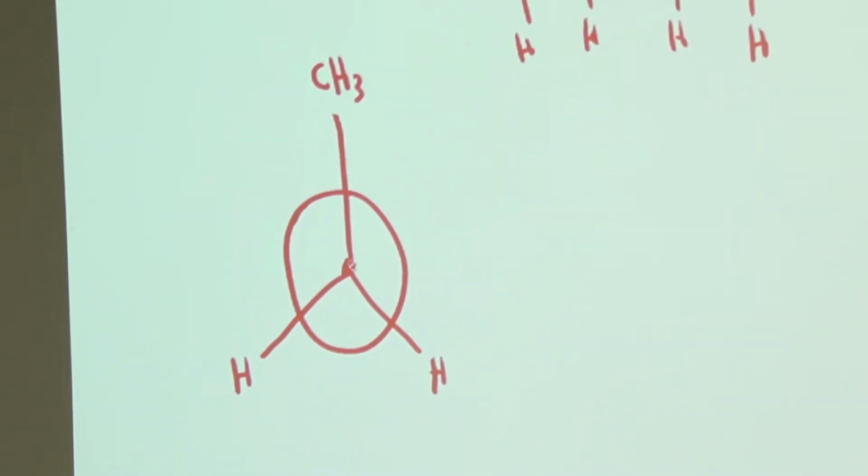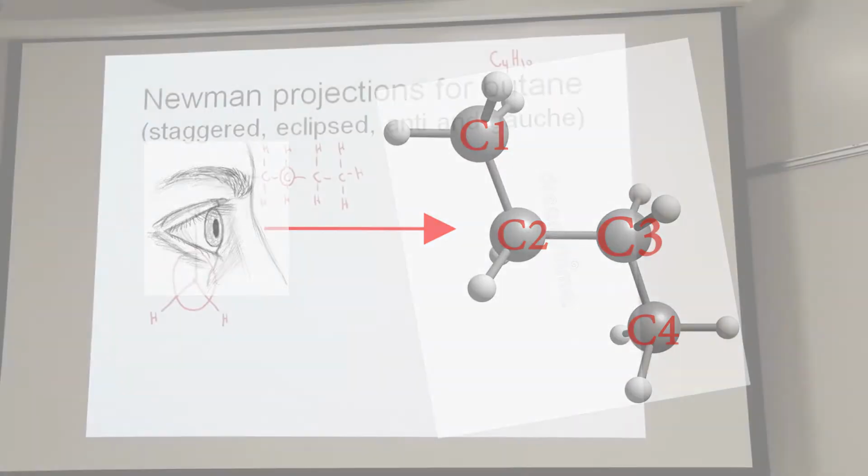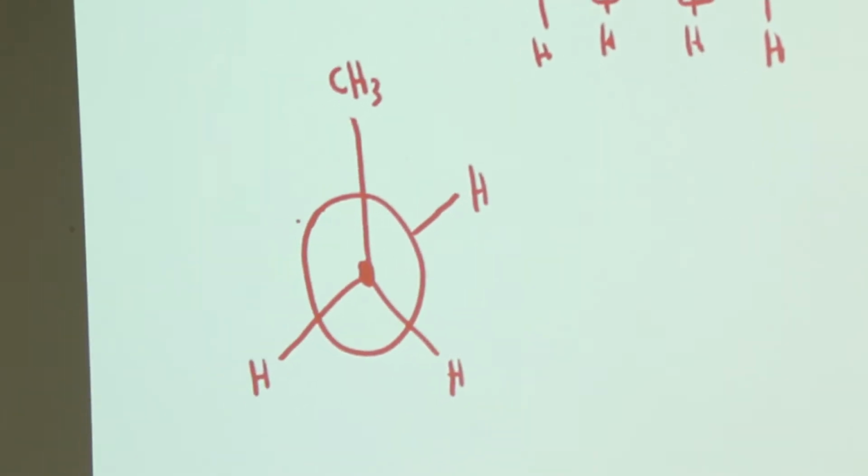Now, directly behind there, I'm imagining C3. But we're not going to draw it because it's hidden by C2, right? So C3 is back there, and what's attached to C3? Two hydrogens and a methyl. So I can draw this in a staggered conformation.